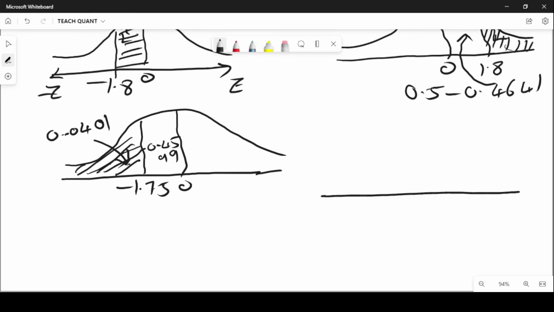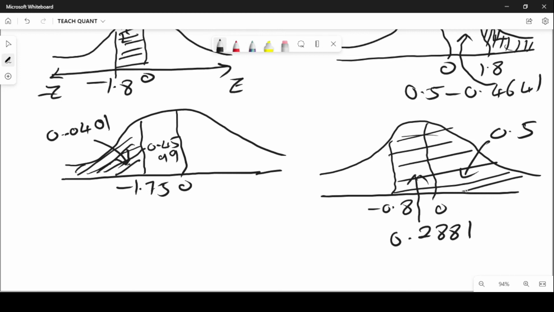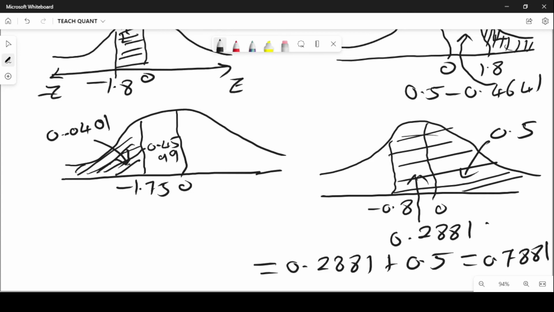Sometimes you're given a bigger margin, and I'll show you another example. Maybe somebody says, can you get us the area of the shaded part? Negative 0.8. Then somebody shades all this. What we know is on the positive, this is 0.5. So we go to the tables and look for this portion. And this is 0.2881. So the total area will be 0.2881 plus 0.5, which is 0.7881. And that will give us the whole area or the probability that you're interested in.